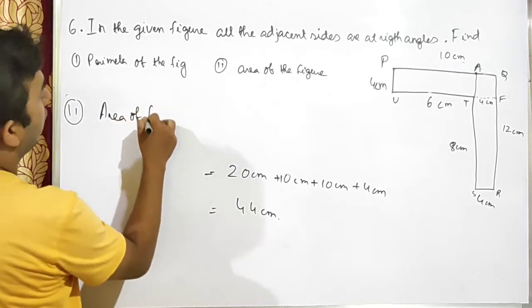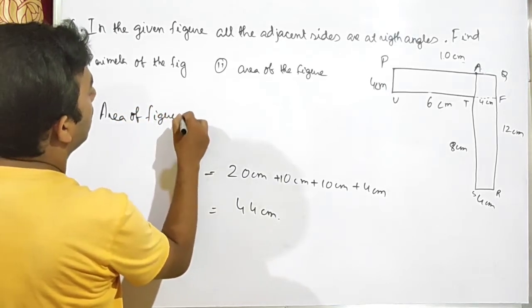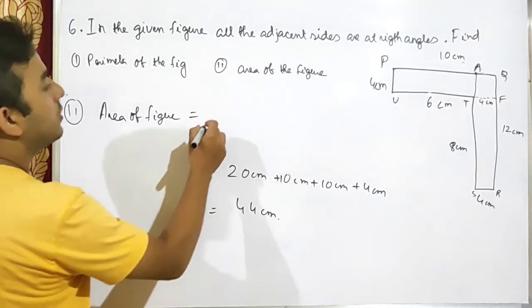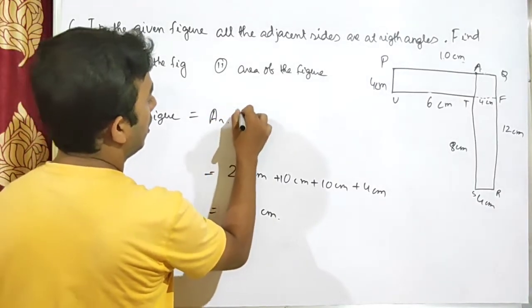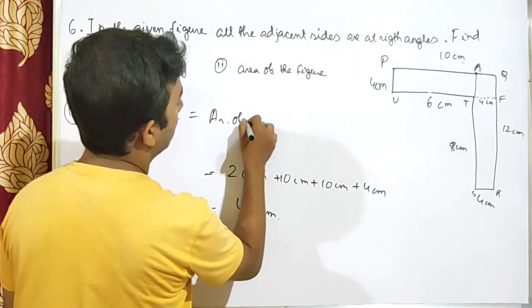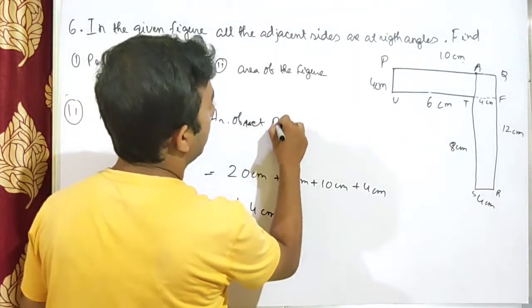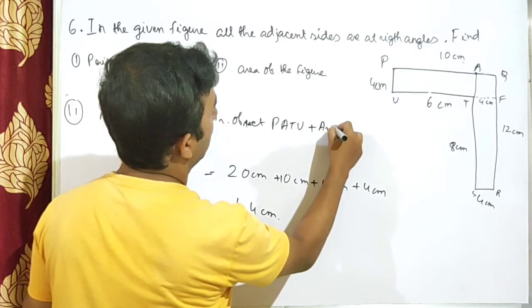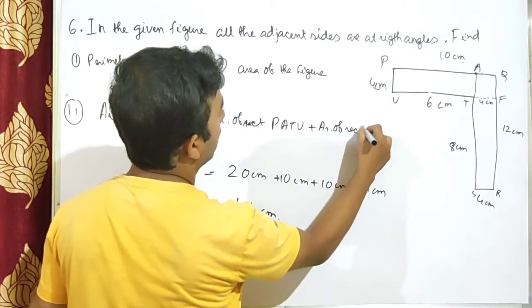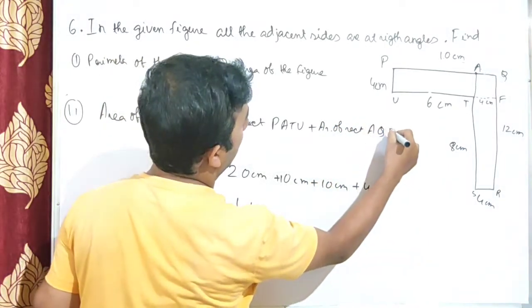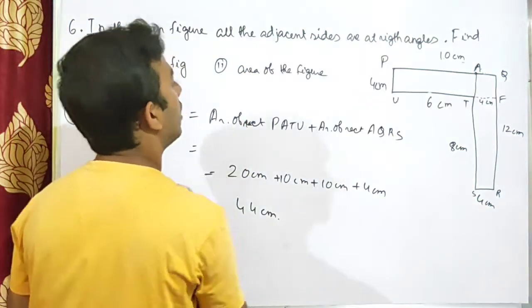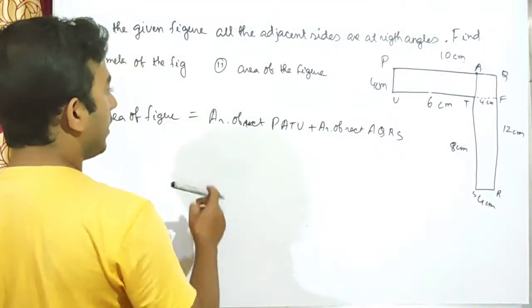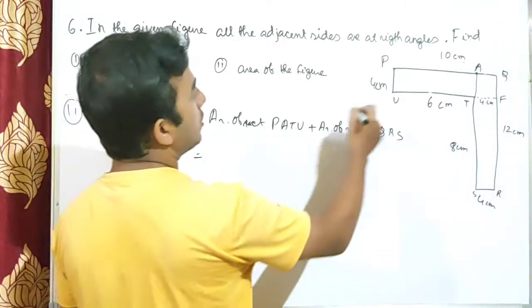Area of figure equals area of rectangle PATU plus area of rectangle AQRS. Clear? Okay. So now area of rectangle part 2 is what?